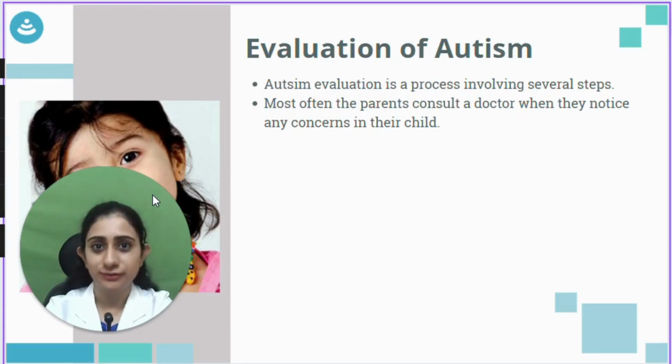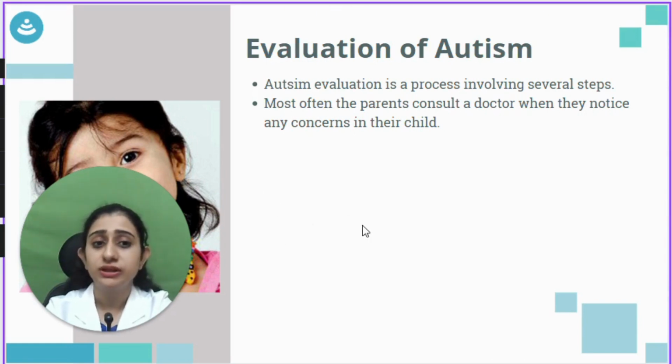Moving on to the next topic, evaluation of autism. Most often, autism evaluation does not end in a single consultation. It is a process that involves several steps. Usually when parents start noticing a change in the child's behavior or a delay in their milestones, they would consult the doctor, and the doctor would do the necessary physical and medical examination and would make further referrals to other professionals.